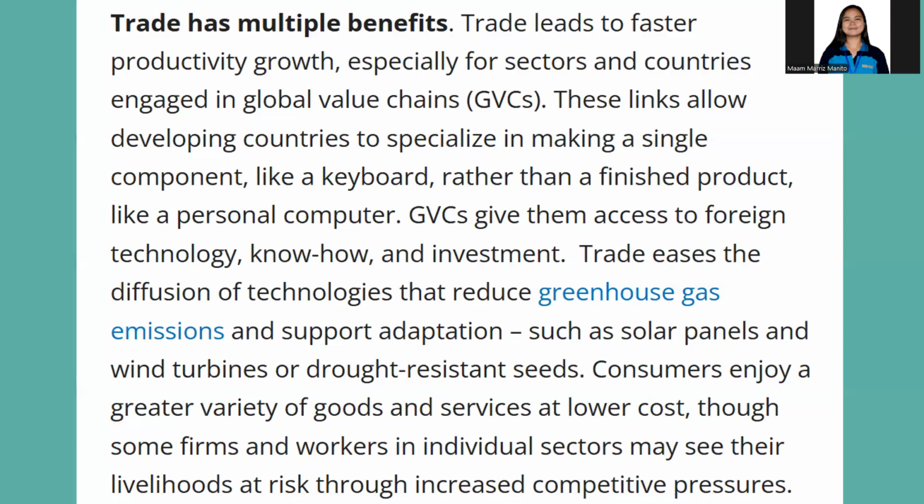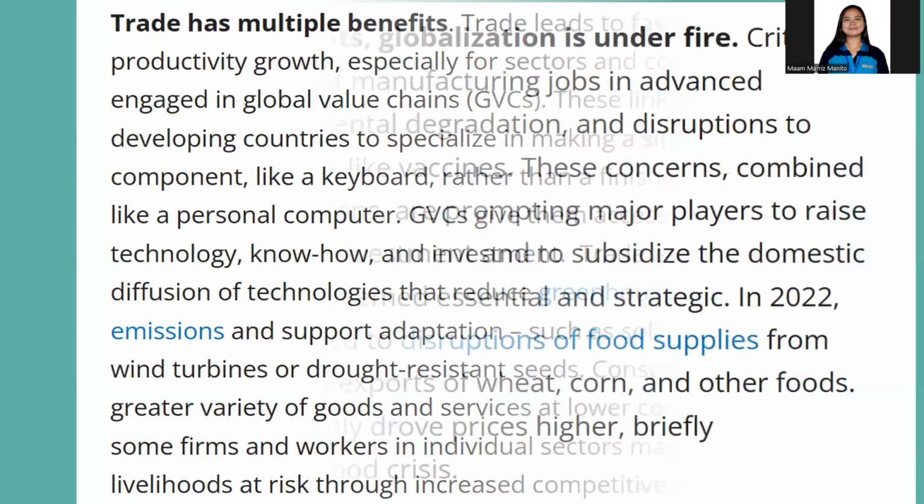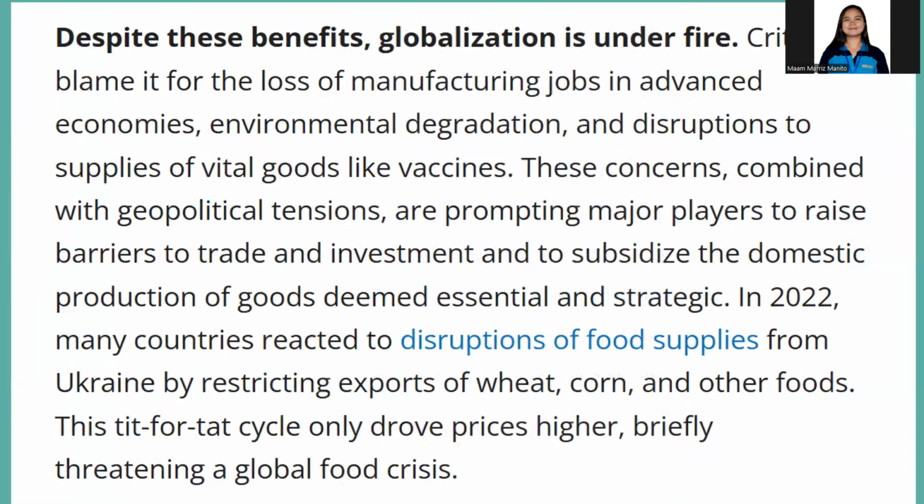But even if there are a lot of benefits, actually there's more and we cannot mention it all. If there are benefits and advantages with trade, there are also disadvantages. So critics blame trade for the loss of manufacturing jobs in advanced economies. They also blame it for environmental degradation and disruptions to supplies of vital goods, like, for example, vaccines, because they can monopolize the market. If they're trading that and they have the advantage for that, they can monopolize it.